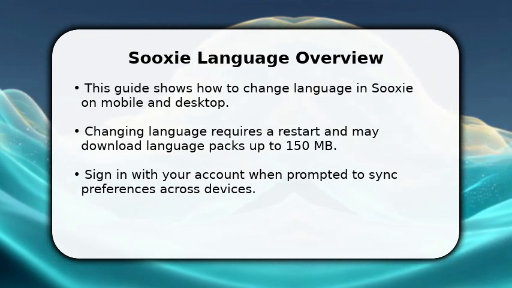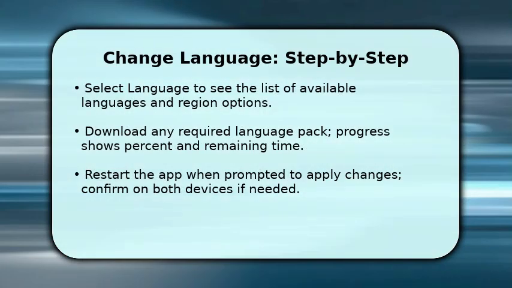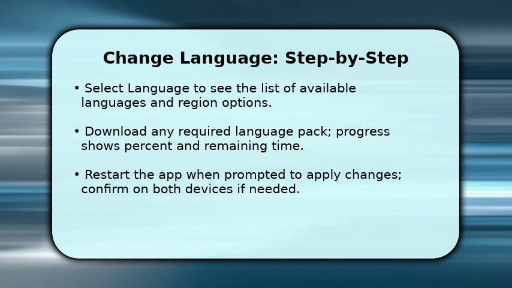Keep Sooxie updated to the latest version to access the newest translations. Open Sooxie and unlock the main menu using the hamburger icon at top left. Tap Settings, then choose General or Interface depending on your app layout.